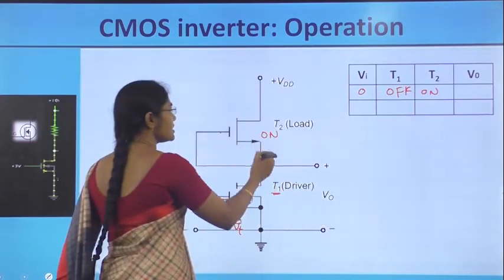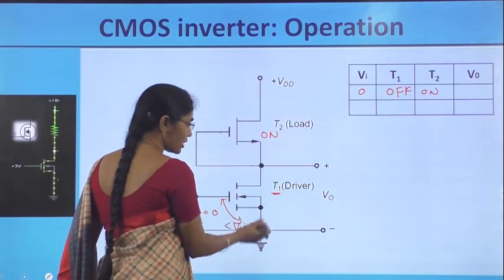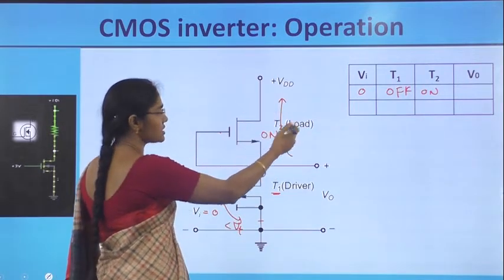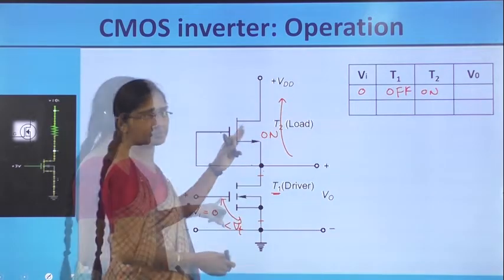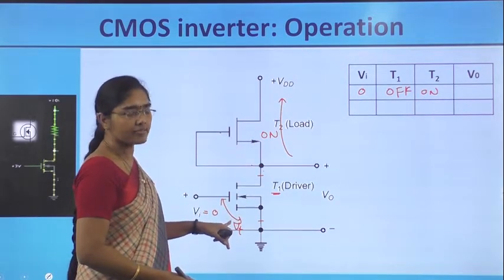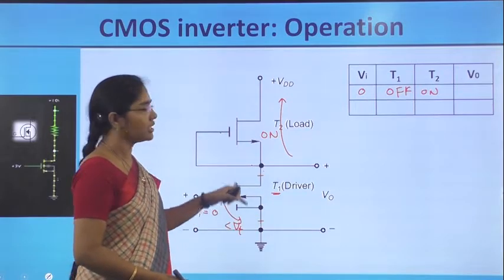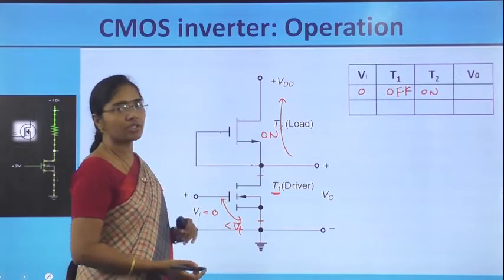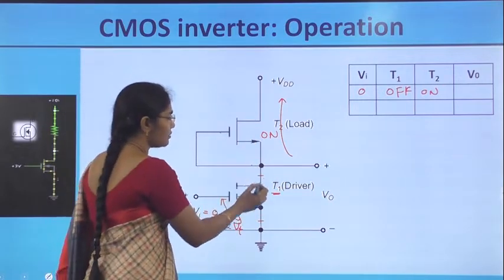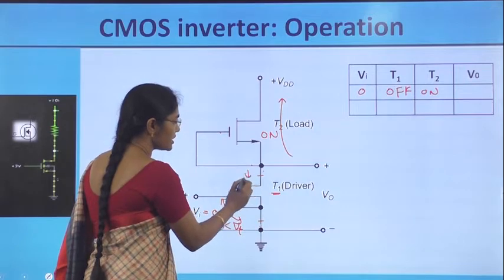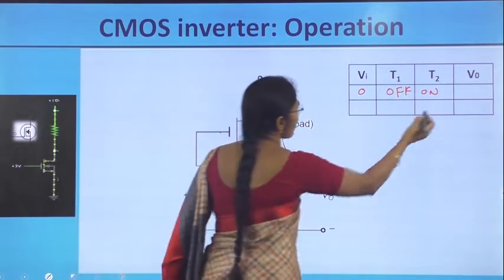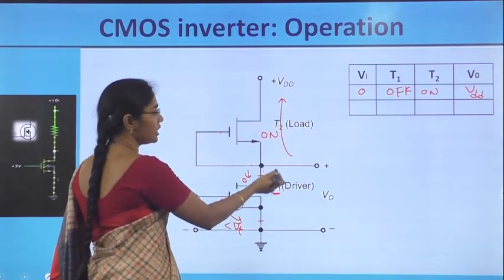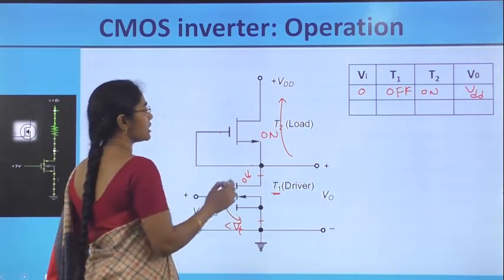Then, since T2 is always on and T1 is off, because of the pull down being off the output is pulled to the higher value, that is equal to VDD. Since Vin is less than Vt, T1 is off and VGS is 0, the pull up is on, therefore Vout is pulled to VDD, and because of the open pull down, the current is 0 in this circuit, so output is equal to VDD. There is no drop in the output, therefore output is equal to VDD.